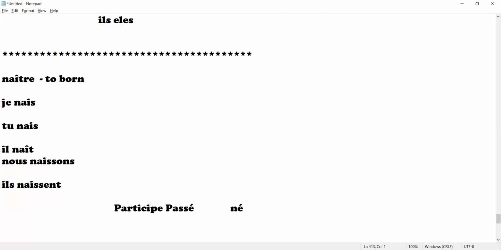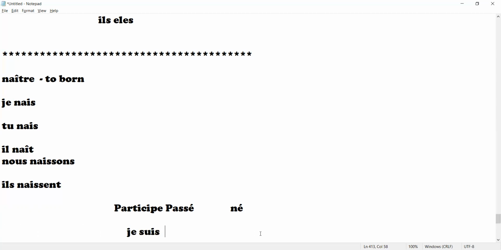Now naître is my verb that belongs to the être family of verbs, because we have the fourteen verbs, and naître is one of them, right? So you can say "I was born at..." You say "I was born at Punjab," "I was born at...", your date of birth, and so on.